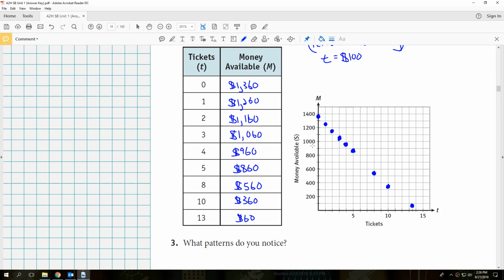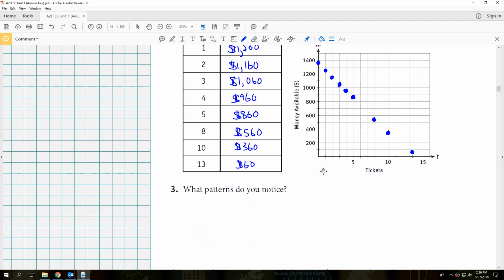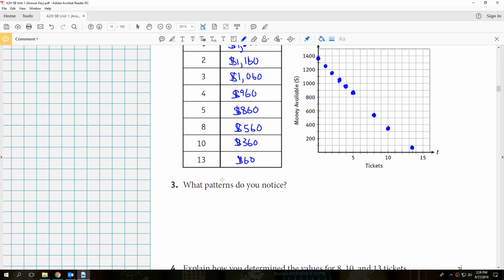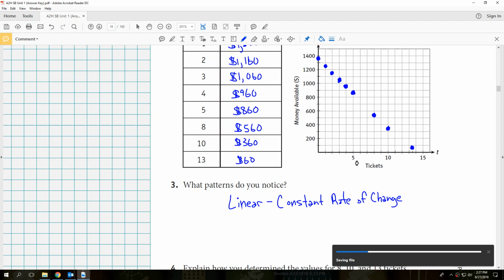Okay, so what are the patterns that we notice? Well, first of all, it's linear, right? So we'll say linear, which is constant rate of change. Constant rate of change. Okay. Go ahead and save that for a second. Just wait for it to save.